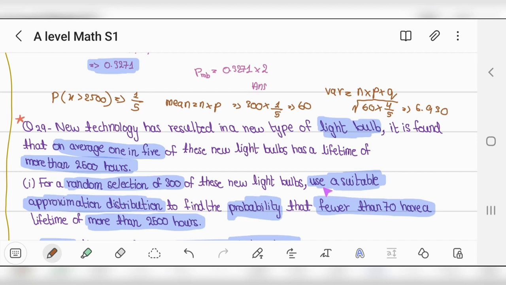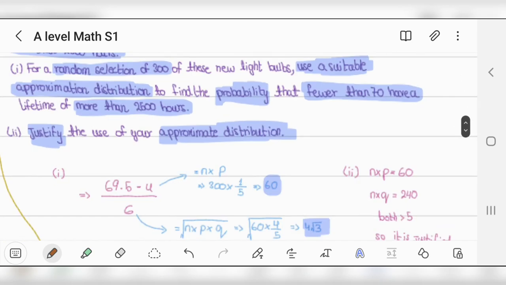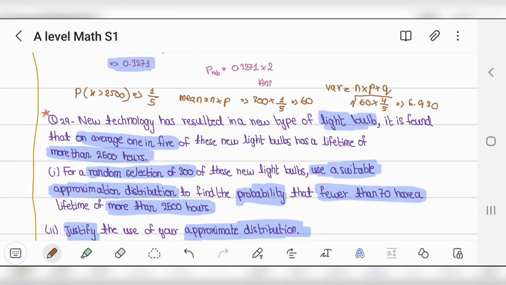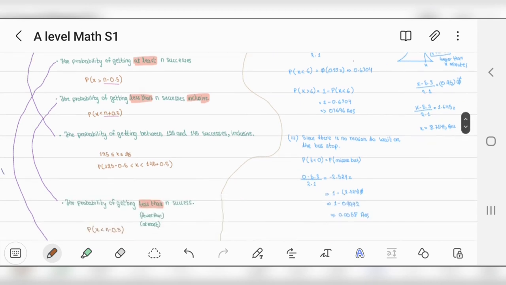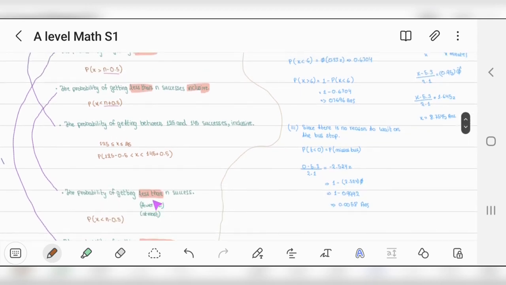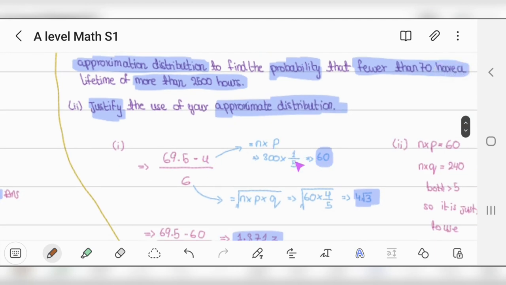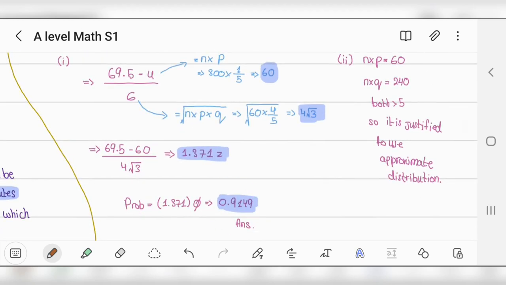Another thing is, I need to use a suitable approximation distribution. Since it says you need to use a suitable approximate distribution, you're going to use the normal distribution. For the probability of getting fewer than 70, I'm going to make a deduction of 0.5, so since x is 70, I'm going to use 69.5. So x less than 69.5. You have the mean and the standard deviation, you get the z-score, convert the z-score into a probability, and you got the probability.